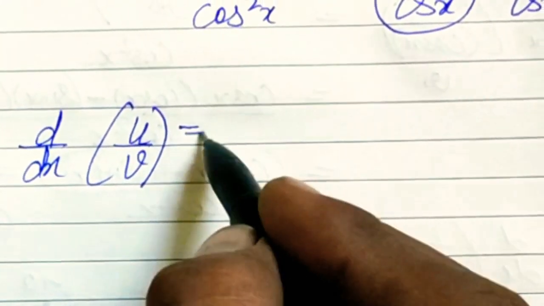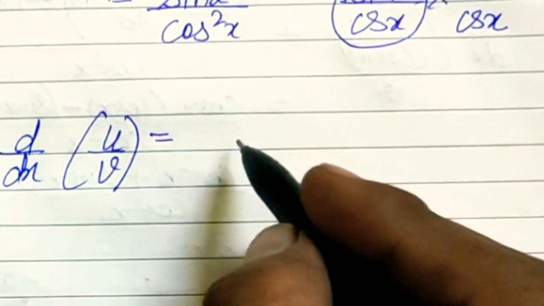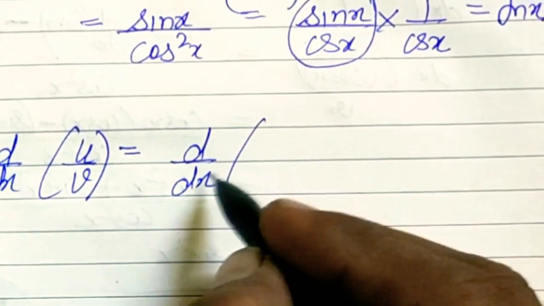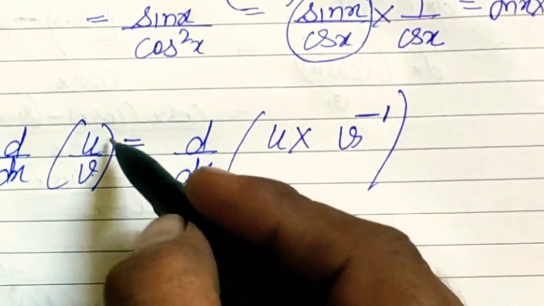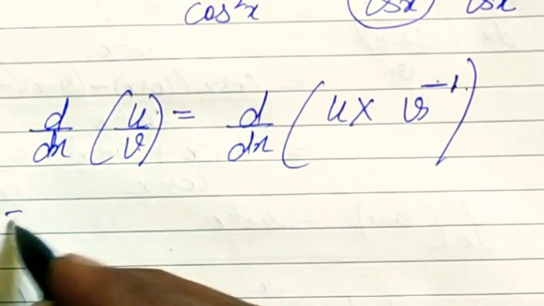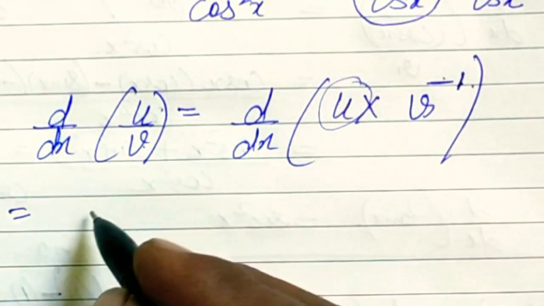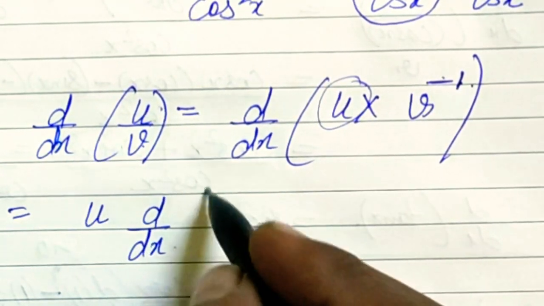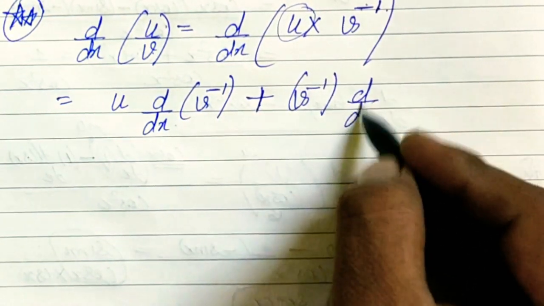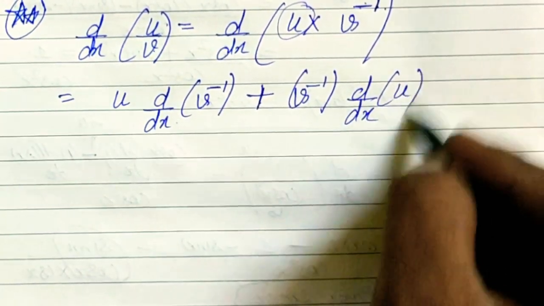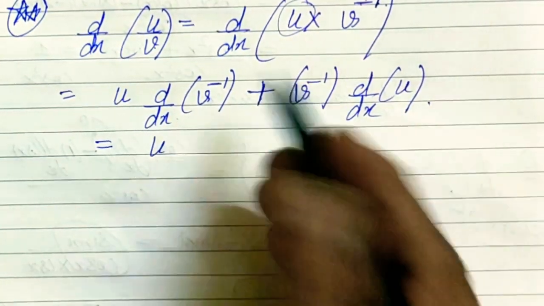Let me prove it. Let's say we want to prove the formula for differentiation of a division. u and v are two functions, so we can write it like this: u into v to the power minus 1. If I bring v to the numerator, its power will become minus 1. Now I'll use the formula of multiplication. I'll take u outside, and then I will differentiate the second function, plus, and then I'll take the second function outside, and then I will differentiate the first function.